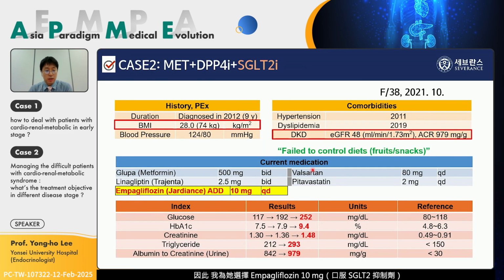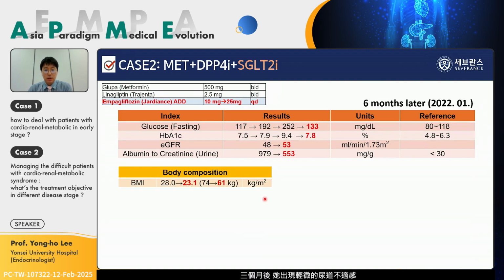So I used empagliflozin 10 milligrams for her because she wanted to use oral medication. After 3 months, she had a little bit of sensation in her urinary area, so I asked her to stop and use an antifungal agent for a couple of days. Luckily, she had no symptoms after that, so I increased the empagliflozin up to 25 milligrams. After 6 months, and I also emphasized diet control, I think this dramatic improvement of glycemic control is not only due to empagliflozin. I think she had better changes in lifestyle.